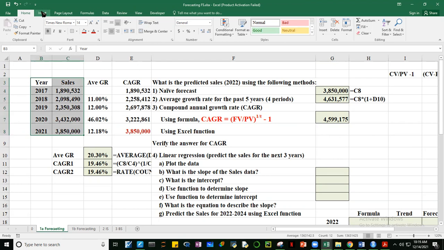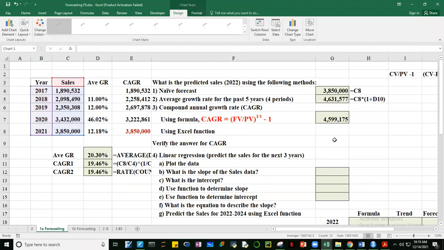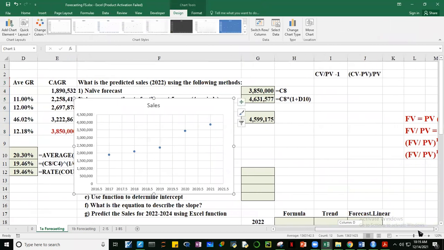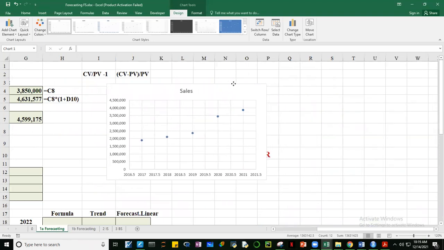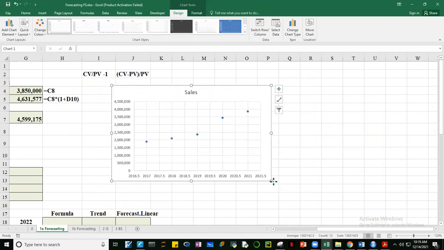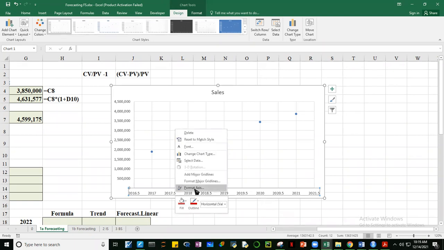Insert, and then here, let's use scatter plot. Scatter plot without line. Okay, there you go. So that's our plot for sales and year. So let's modify this plot a bit kasi may mga nagdi-default si Excel na nagbibigay ng mga point something. So right-click this. Right-click, format axis.